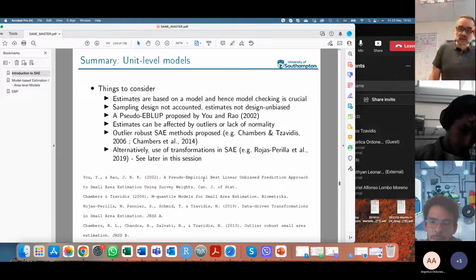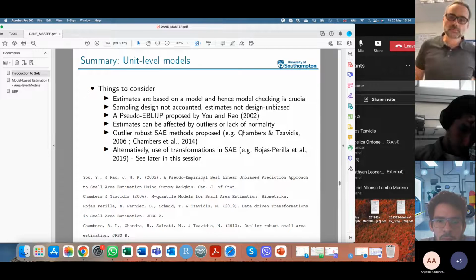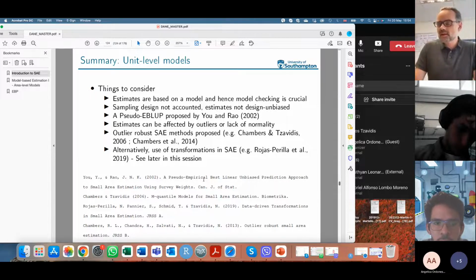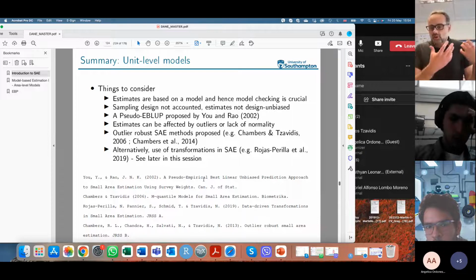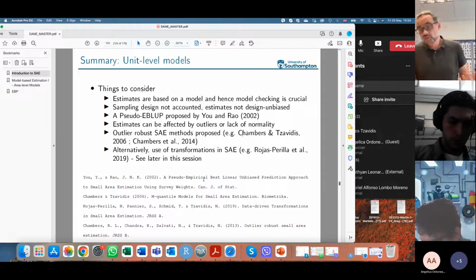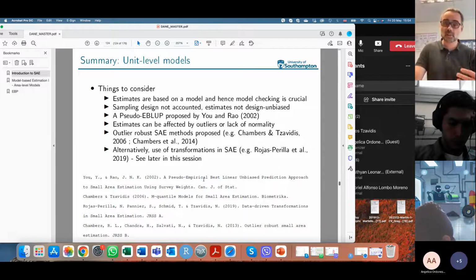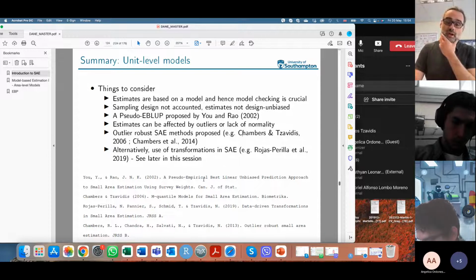So, things to consider with a unit level model. Obviously, the estimates are based on a model, and being happy with your model, doing the model checking, the model assumptions, the model selection, and so on is crucial. As you saw, it's not only the point estimates, but also the mean squared error estimates. If you use the bootstrap, or the Prasad-Rao analytical estimator assuming normality, then this is going to depend on assumptions.